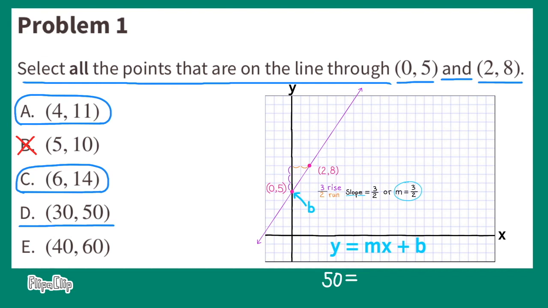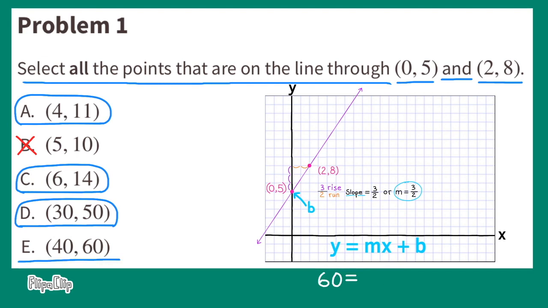D, the coordinates 30 and 50. Bring down 50 for the y value, 3 halves, or 3 over 2, for the slope, or the value for m. Bring down the x value, which is 30, or 30 over 1. And bring down the b value, which is the y-intercept, or 5. 3 times 30 equals 90. 2 times 1 equals 2. 90 divided by 2 is 45. And 45 plus 5 equals 50. Since 50 does equal 50, we know that the point for the coordinates 30 and 50 falls on the line.